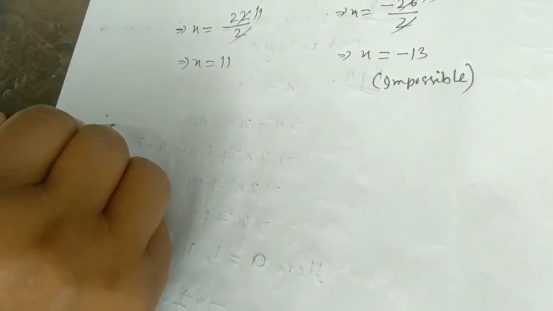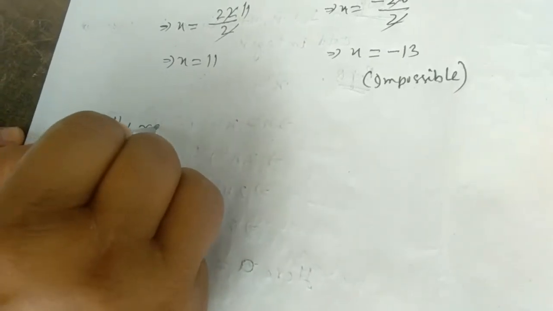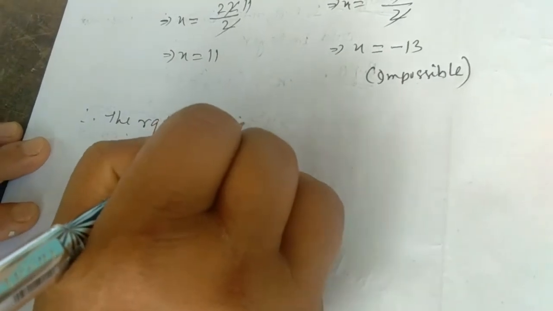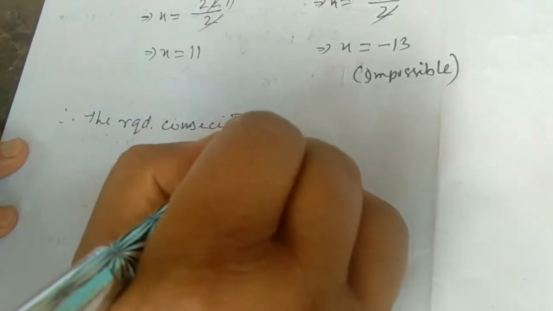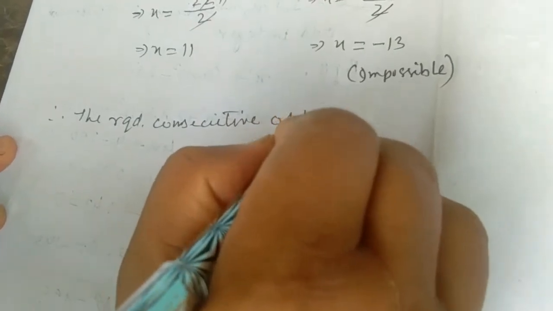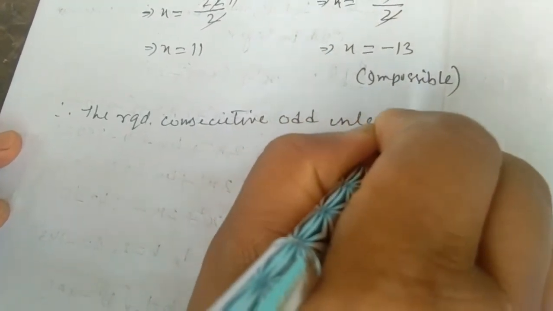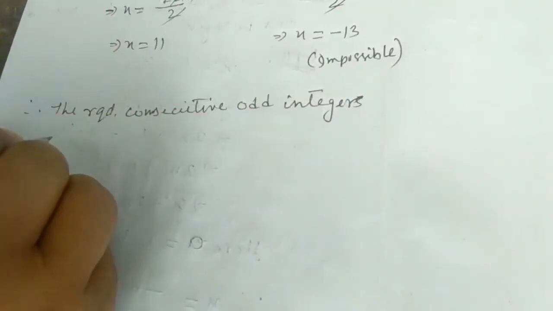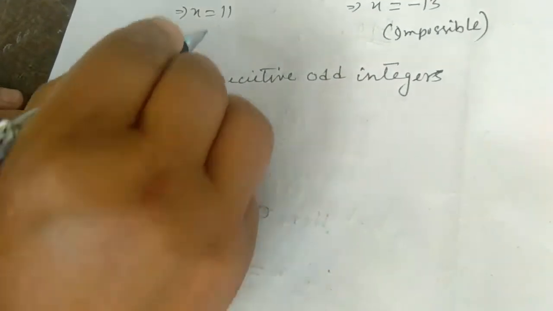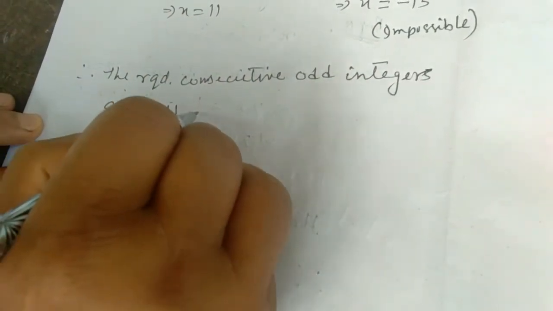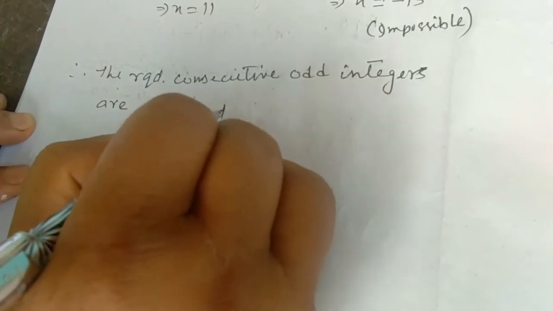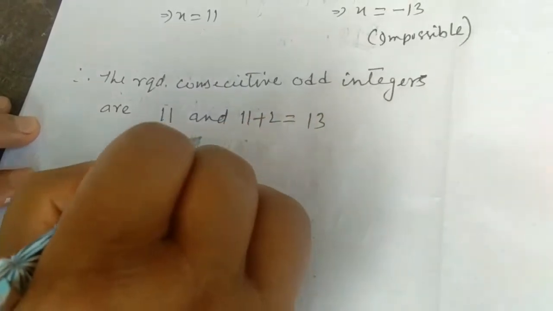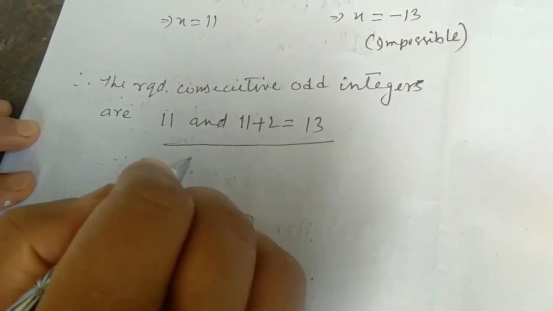So what will we write? Therefore, the required consecutive odd integers are: first we have taken x, where the value of x is 11, and the second one we have taken x plus 2, so the value is 11 plus 2 equal to 13. So these are the two odd integers.